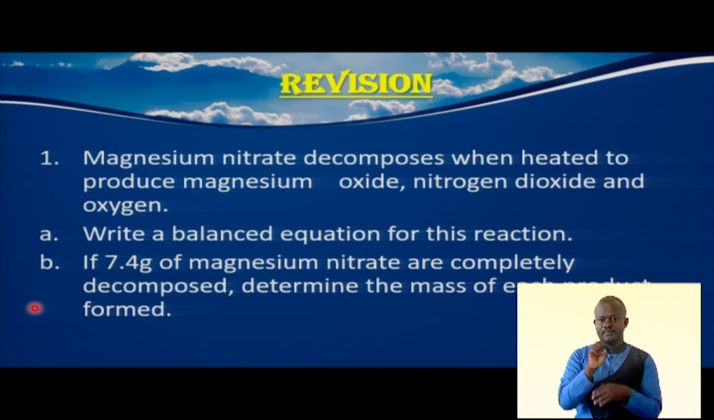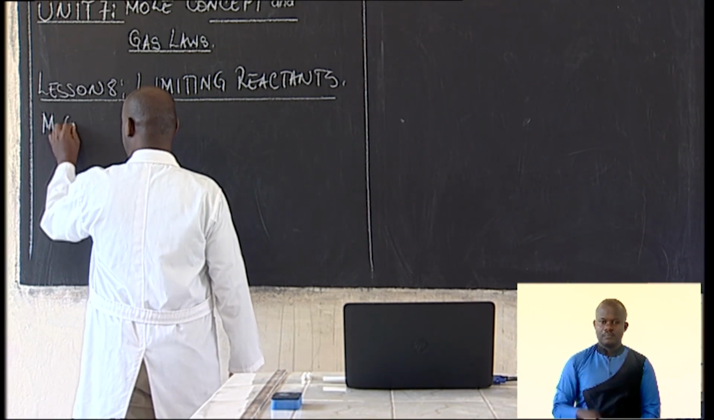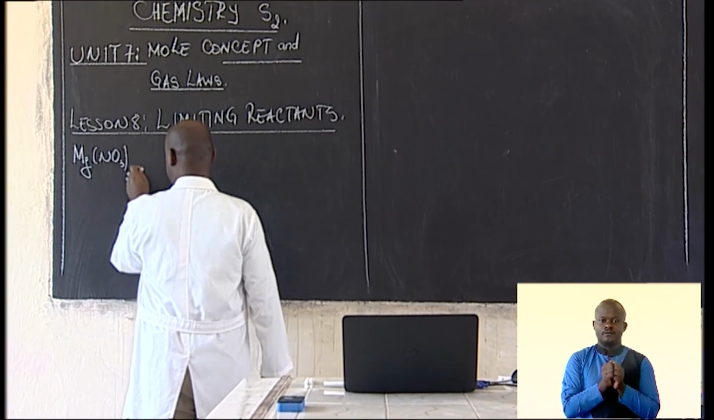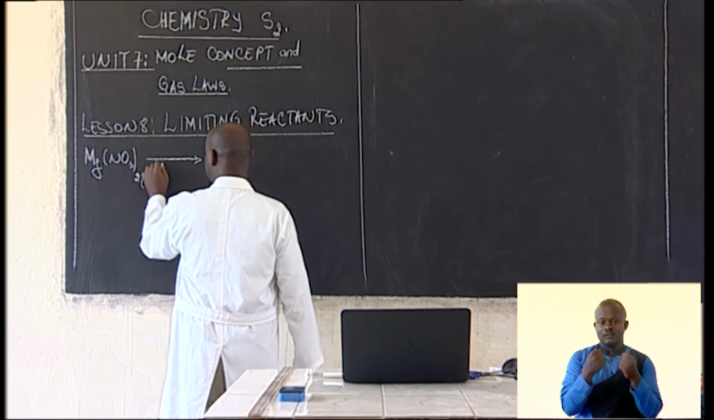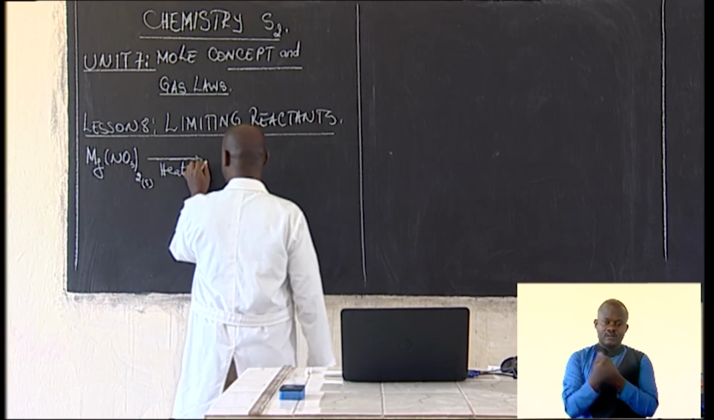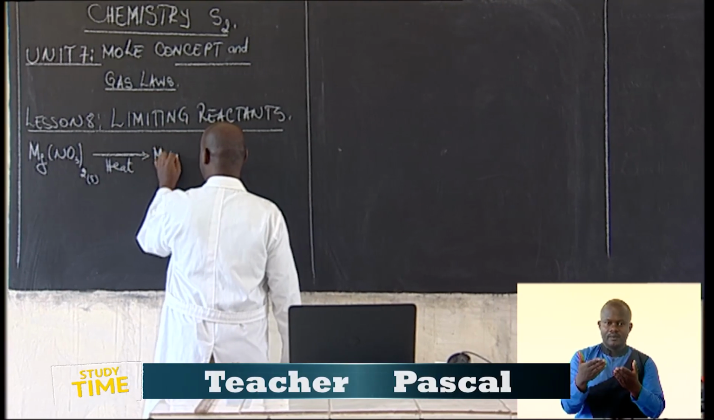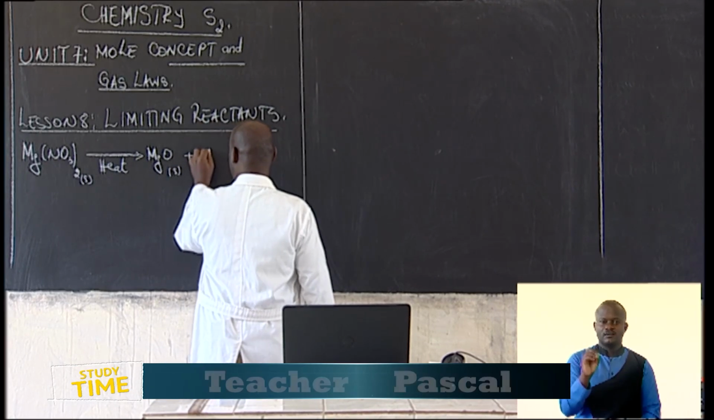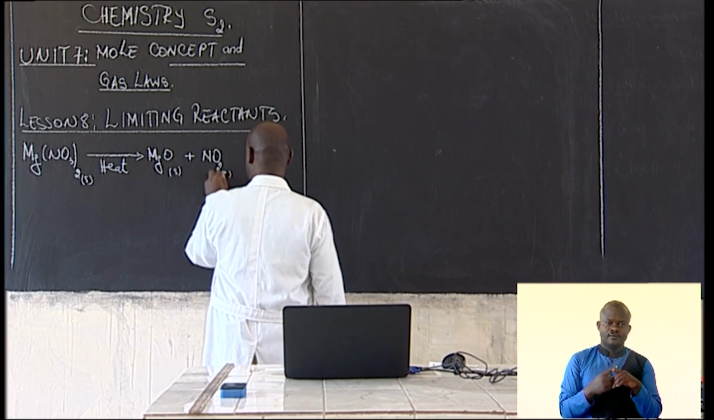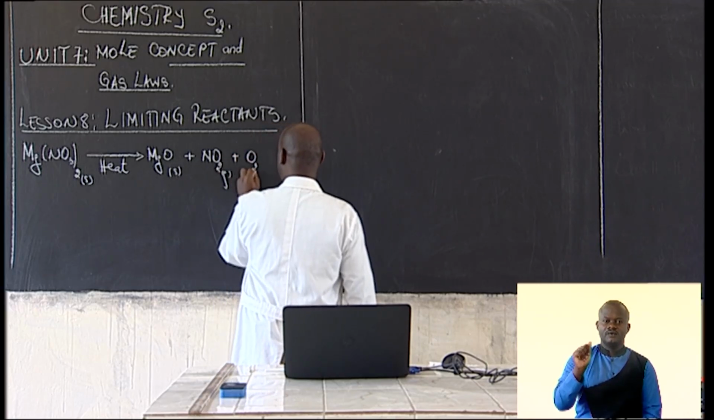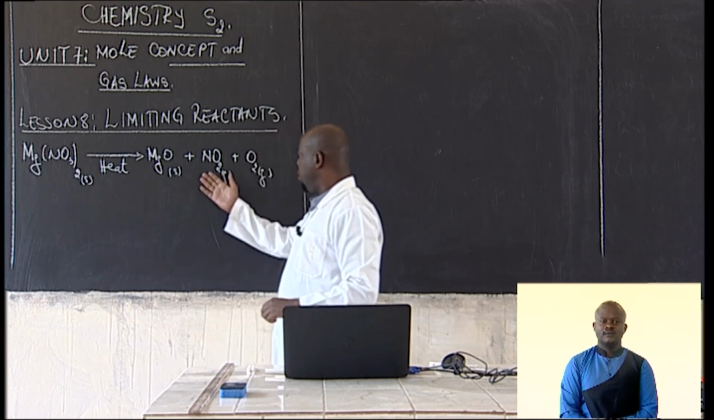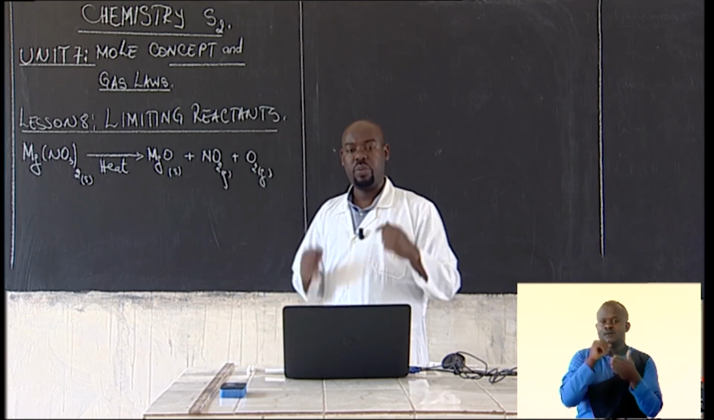We write the balanced equation, that is magnesium nitrate in the solid state, which decomposes when heated to produce magnesium oxide in the solid state, plus nitrogen dioxide, which is a gas, and oxygen, O2, which is a gas. But our equation here is not balanced, so we have to balance it.